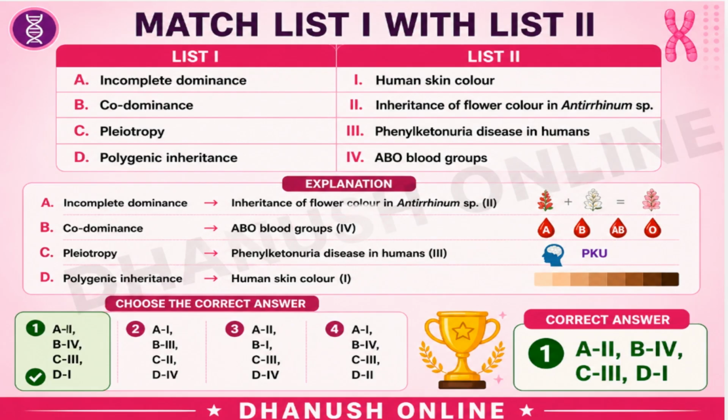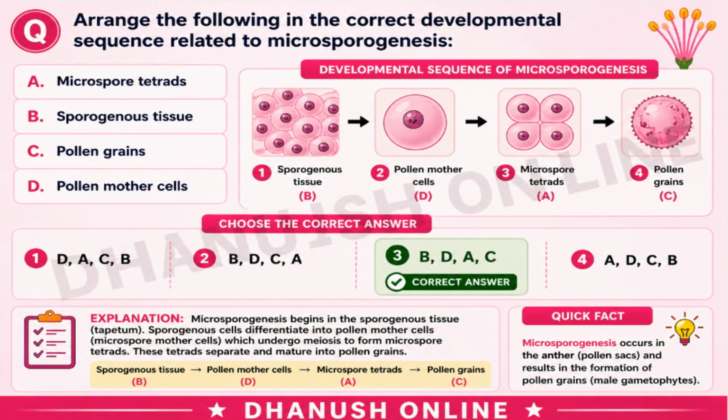The correct match is option 1. The correct developmental sequence for microsporogenesis is sporogenous tissue, followed by pollen mother cells, which divide to form microspore tetrads. These finally mature into pollen grains. Thus, the correct sequence is B, D, A, C.